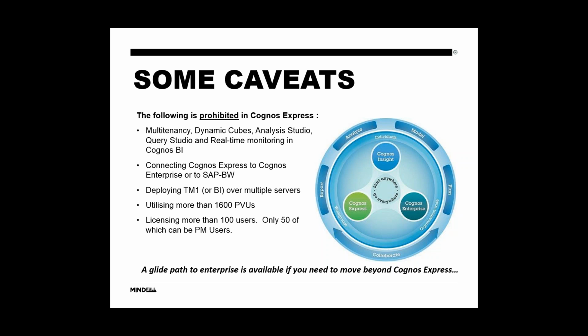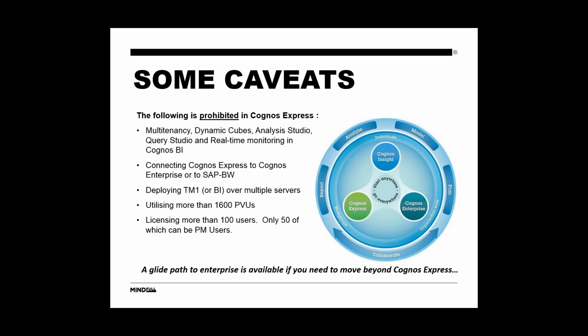Finally, there's just a few other things. You've got the ability to deploy TM1 and BI on a single server each, but you can't have TM1 over two or three servers. You don't have that flexibility with the Express version. Most of our customers don't seem to need that capability anyway, but it's worth noting that you can't do that. They've also put quite a high restriction on processing power. You're limited to what they call 1600 processor value units, and that's basically a measure of server power.